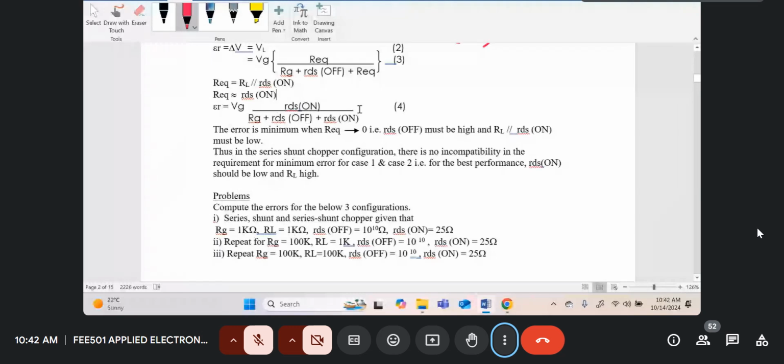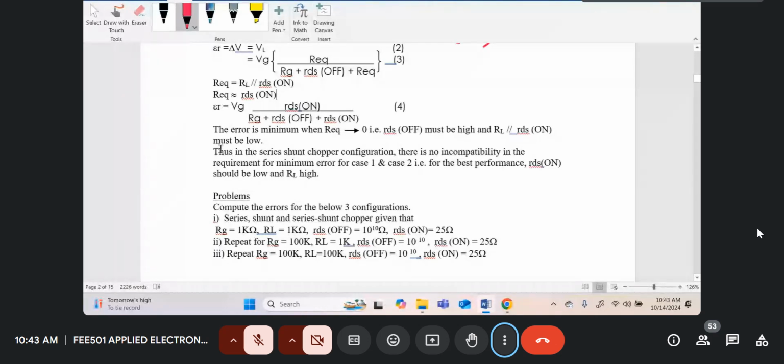So for this error of equation 4 to be small, the numerator must be small, means RDS on must be small. And in the denominator, if you fixed your source, means RG is already defined, then the only terms remaining is RDS off must be large and RDS on and R equivalent, because this term over here is actually R equivalent. This other term in the denominator is R equivalent, must be small. And this term is our RL in parallel with RDS on. So it must be low.